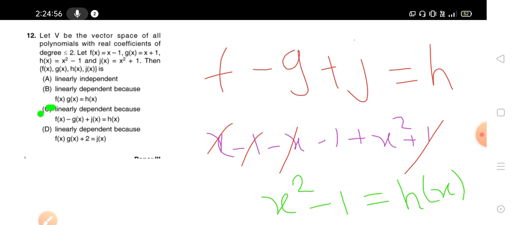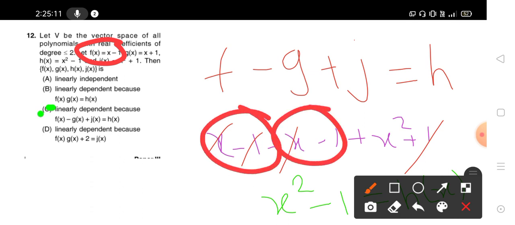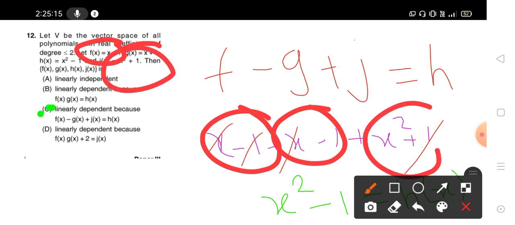Next question. Let V be a vector space of all polynomials with real coefficients of degree less than or equal to 2. Here given f of x equal to x minus 1, g of x equal to x plus 1, and h of x equal to x square plus 1.